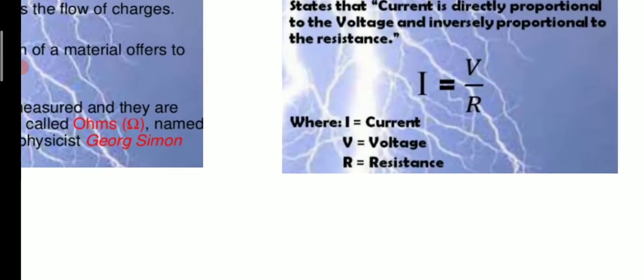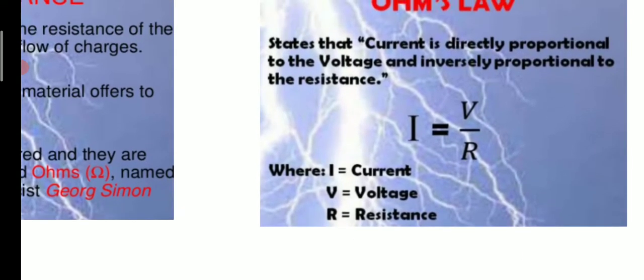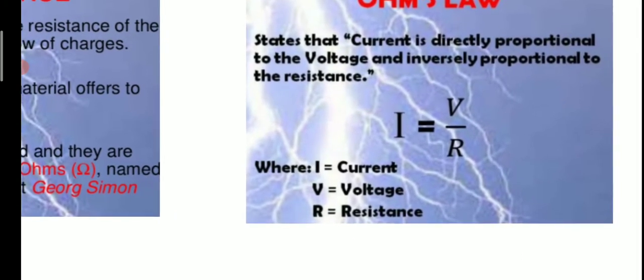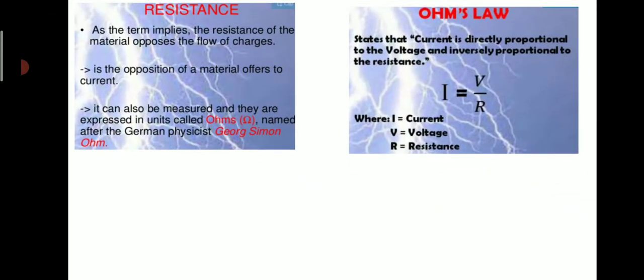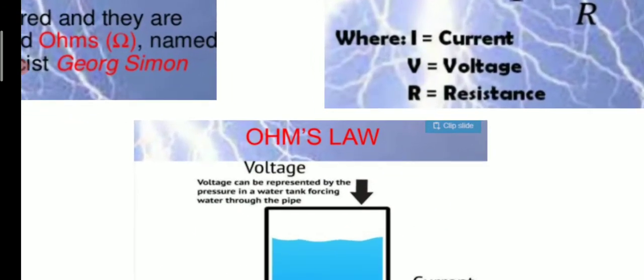Ohm's law, he gave or invented Ohm's law, I is equal to V upon R. It states that current is directly proportional to the voltage and inversely proportional to its resistance. So, here we can have this relation I is equal to V upon R or V is equal to IR. So, this way we can have Ohm's law.